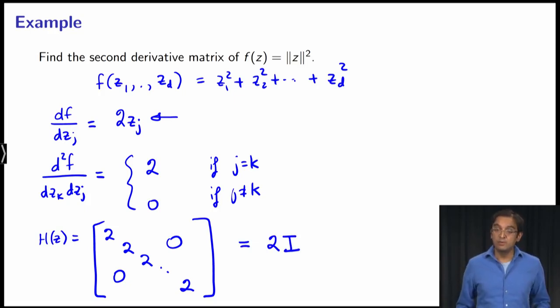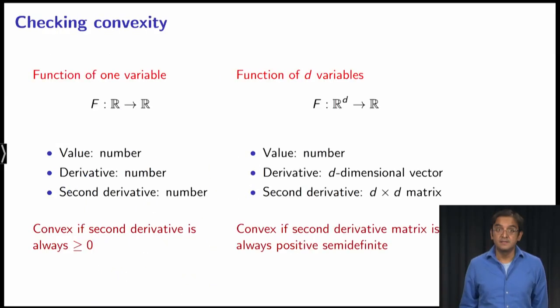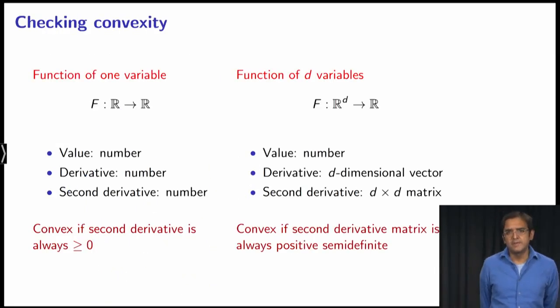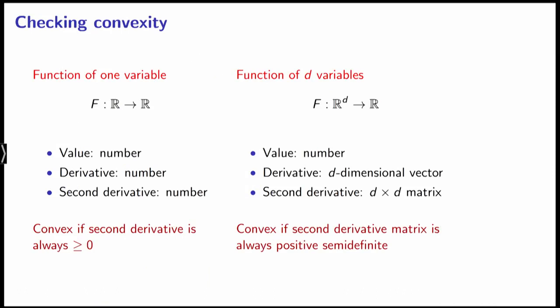Now we know what these second derivative matrices are. Let's go back to our overall picture. We're dealing with functions of d variables. The value of the function is a number, the derivative is a vector, the second derivative is a matrix, and the function is convex if the second derivative matrix is positive semi-definite. What does that mean? It sounds mysterious. It turns out it's a very important concept in machine learning, and it's what we'll turn to next.